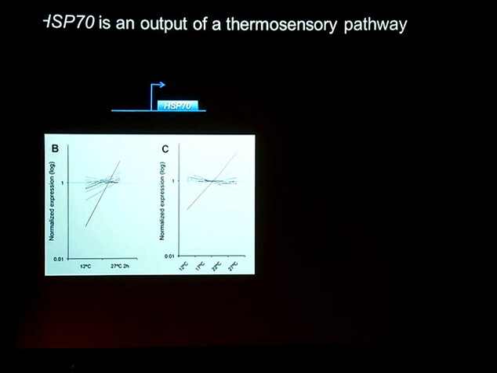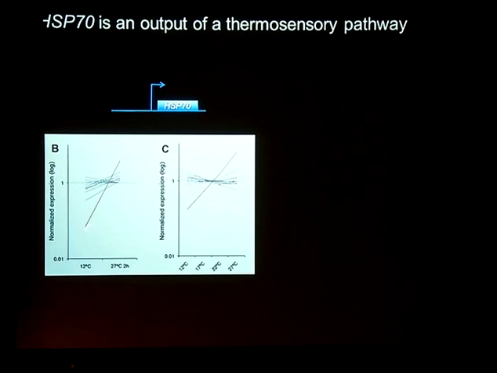So we took a very naive approach when we started the lab, and I'll go through this quickly because this is sort of published. We simply wanted to ask, can we use molecules in the plant as outputs of a temperature sensing pathway? To cut a long story short, the nearest we could get to an output for temperature sensing in the plant is a gene called HSP70.